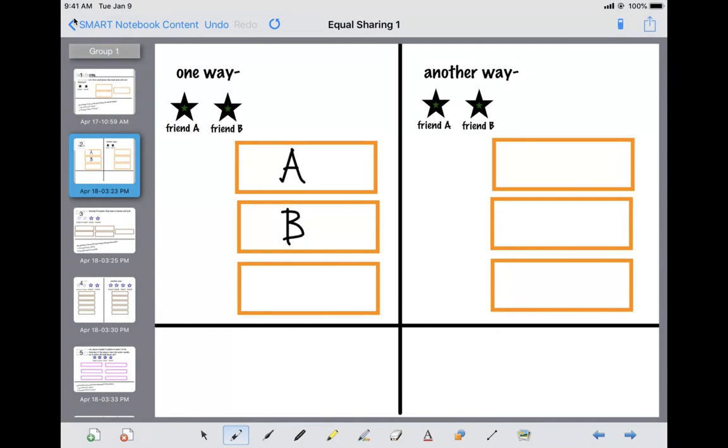So the next question I want to ask myself is, how many people are sharing? Well, I know that 2 friends are sharing, so I'm going to have to split my whole into 2 equal parts. And half would go to friend A and half would go to friend B. When I write my fraction as my answer, I see that each friend gets 1 and a half pizzas.